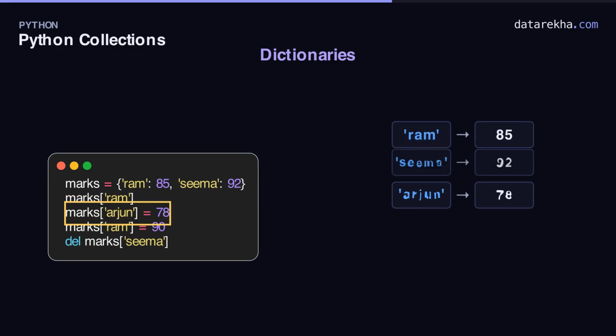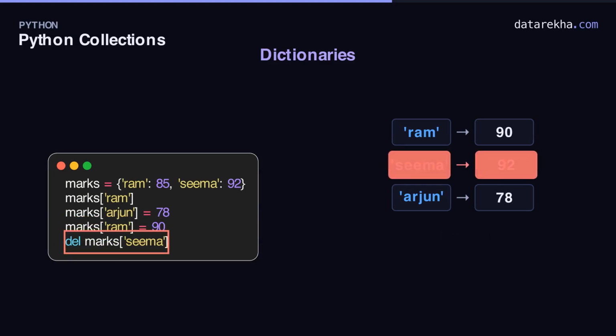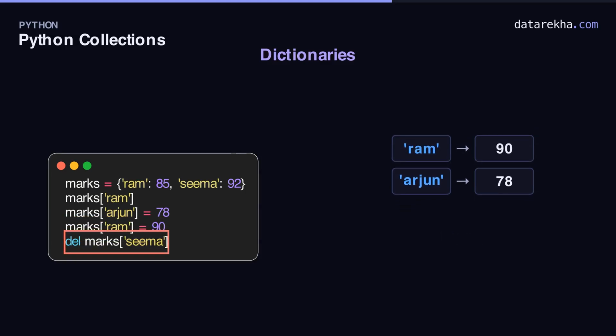Assign to a brand new key, Arjun equals 78, and the dictionary grows a new row. But assign to a key that already exists, Ram equals 90, and no new row appears. The value updates in place. The length stays 3 because Ram was already there. And del marks["Seema"] removes that whole row, key and value together.